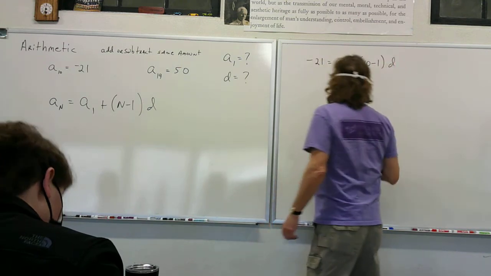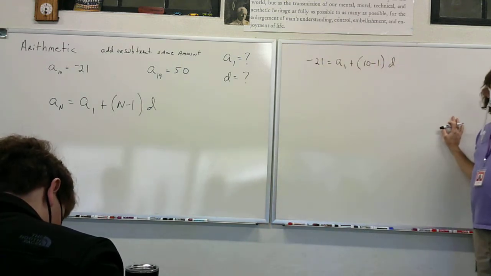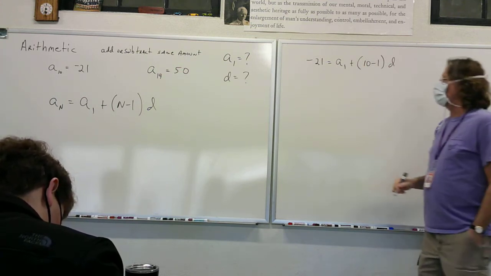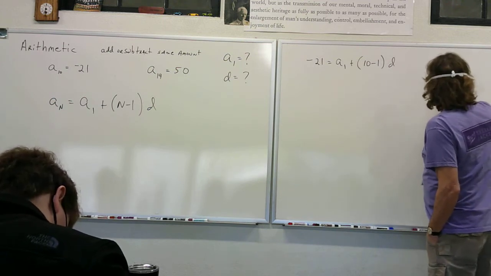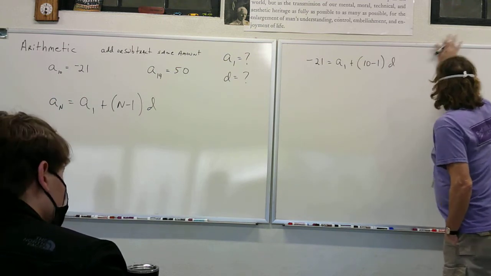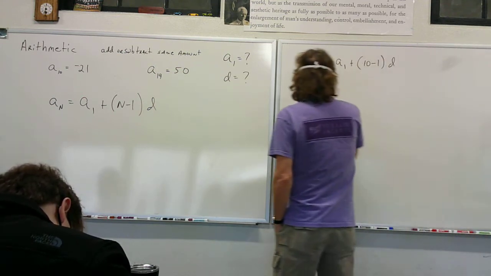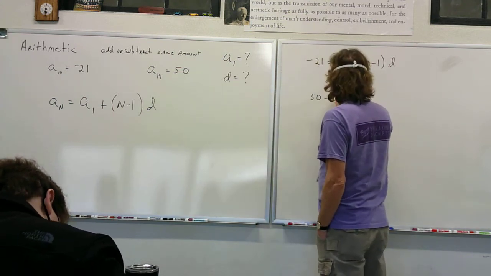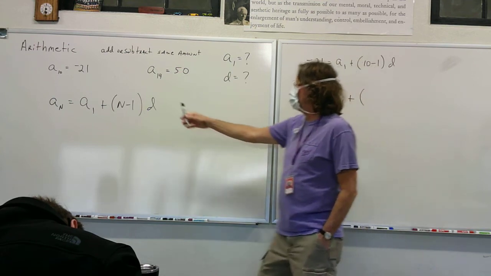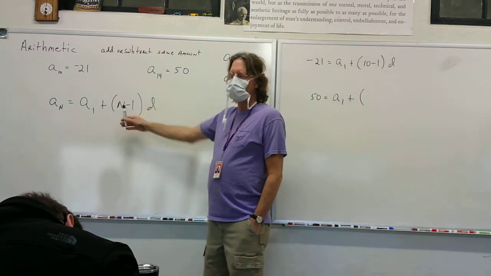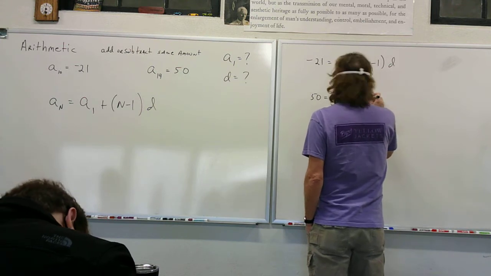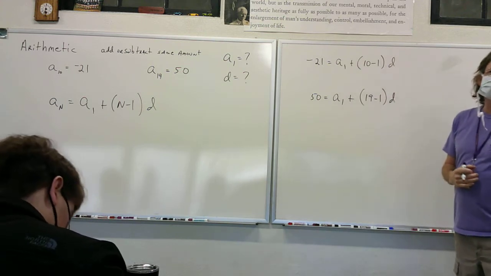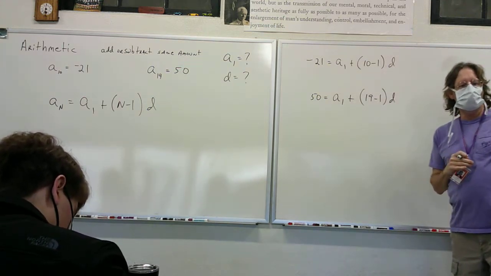And then I got my d. Notice I've just written an equation, right? How many unknowns are in that equation? 2. I'm going to write another equation. 50 equals a sub 1 plus d times, and what's that n value going to be? 19. I have two equations with two unknowns. I solve a system of equations.